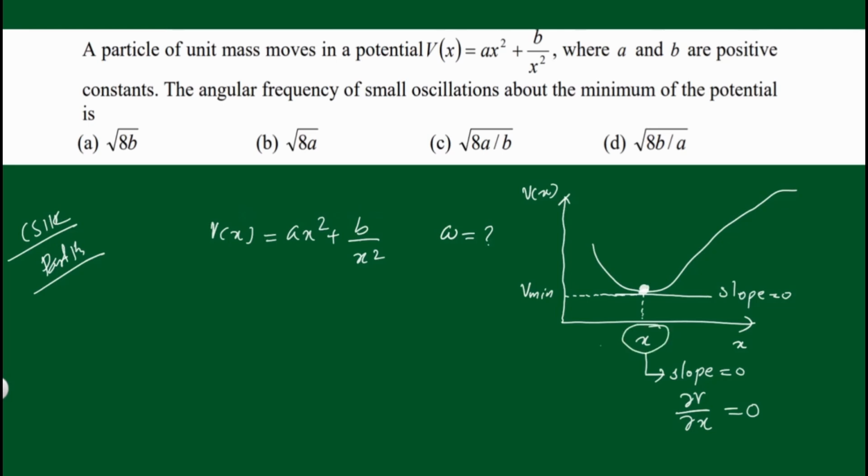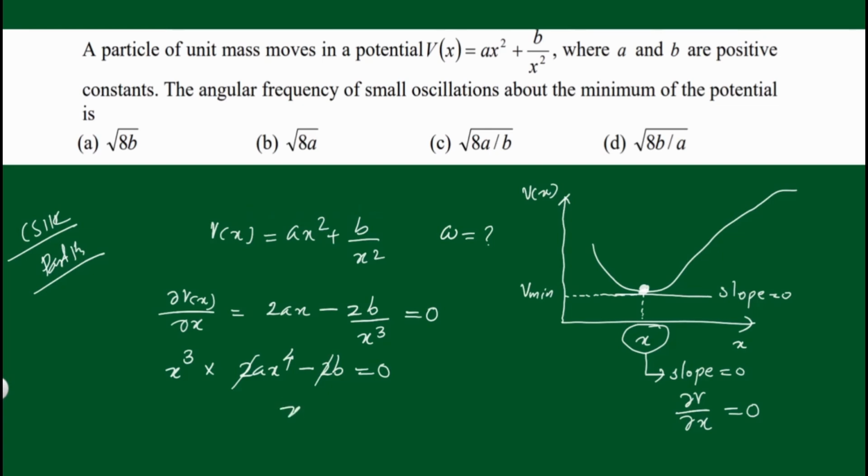So that is what I am going to do: dou V of x by dou x is equal to 2ax minus 2b by x cube, and I am equating this to 0. Here I multiply the whole expression by x cube, so I get 2a x raised to 4 minus 2b equal to 0. I can cancel the 2 and 2. So I get x equal to (b by a) raised to 1 by 4. This is the equilibrium point.